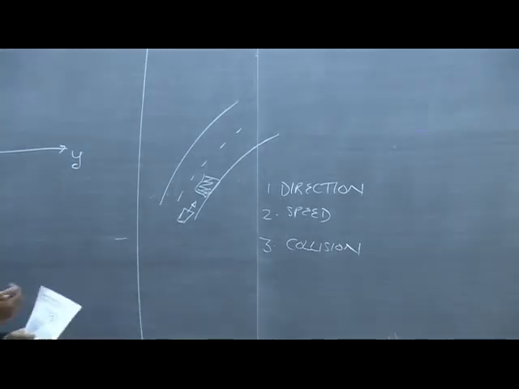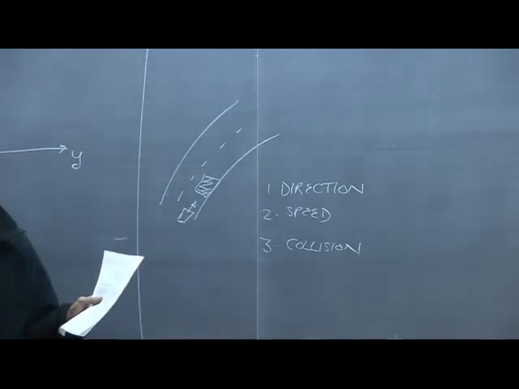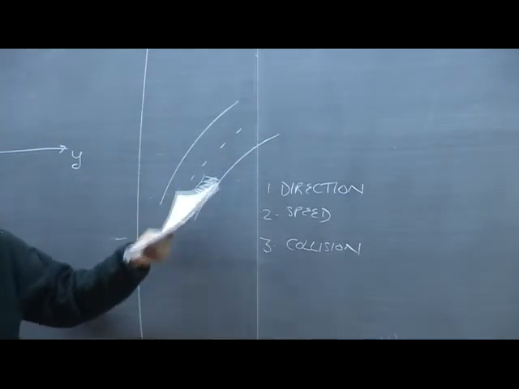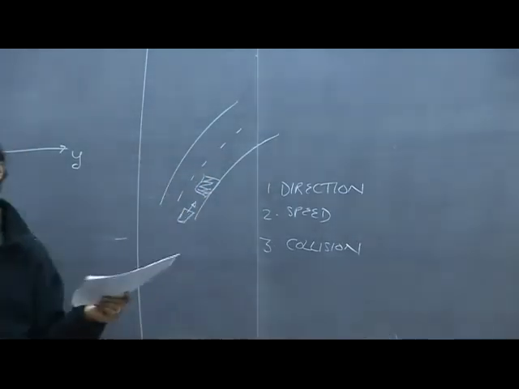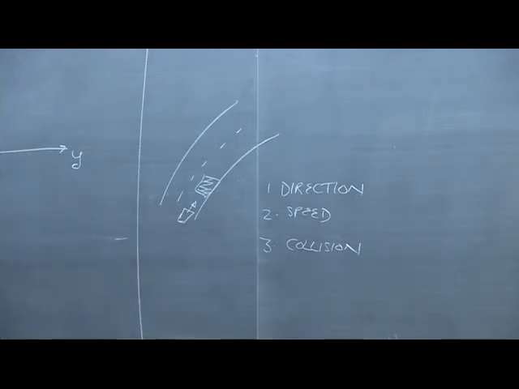So if you have the direction control, you're turning the steering wheel, and it's going to make sure that you're following the track. The speed control makes sure that you're not going faster than the speed limit, even if there are no other cars on the road. And the collision control makes sure that you don't bump into anything else. If you have these three things under control, you basically have a fully controlled car, okay?